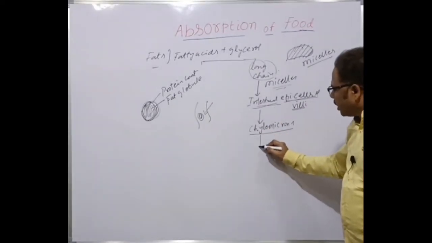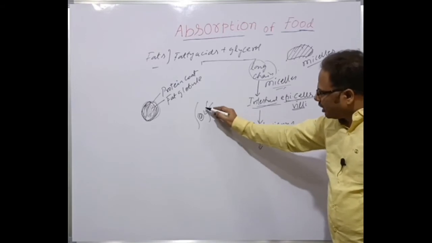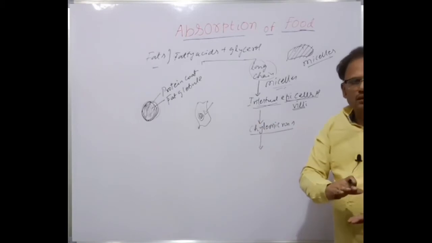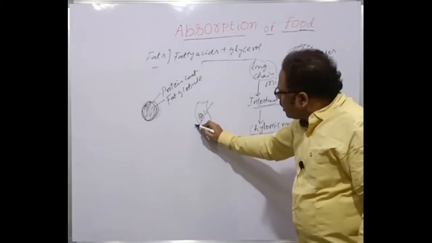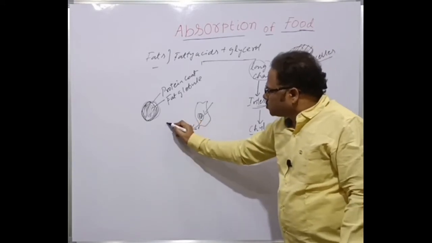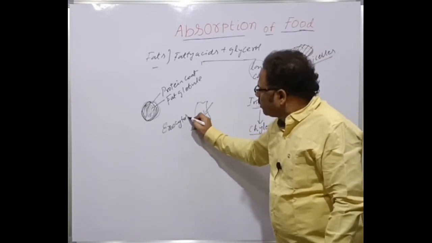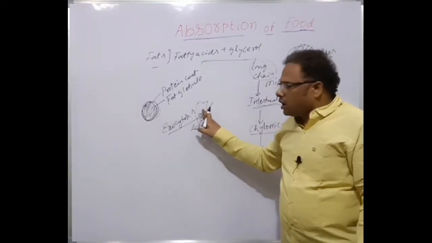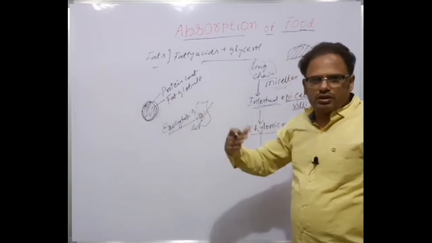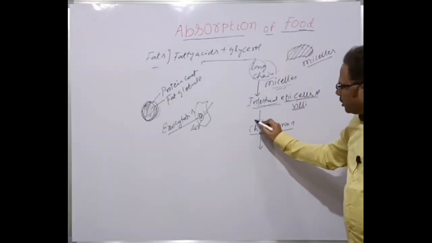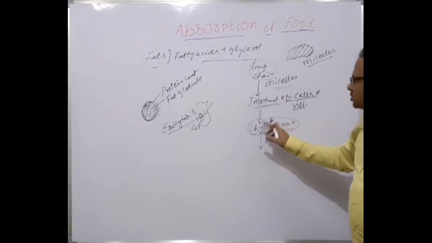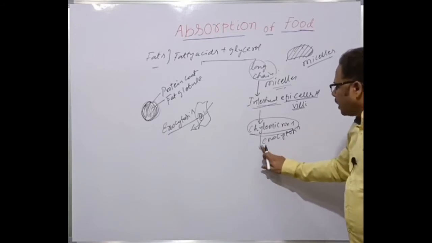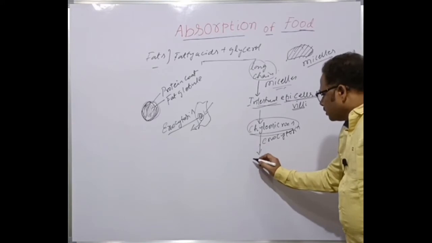Once the chylomicron is formed, it is present inside the columnar epithelial cell. This chylomicron now comes outside the cell. What is exocytosis? When any particle exits from the cell to the outside, it is called exocytosis. Exo means outside. Chylomicrons are exiting out of the columnar epithelial cells by exocytosis, and now they enter into the lacteals.